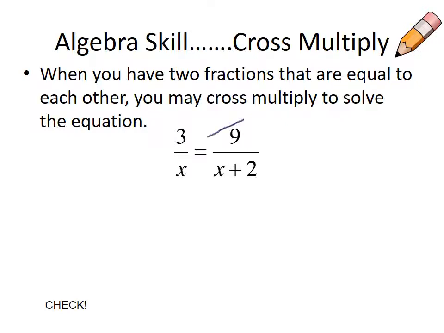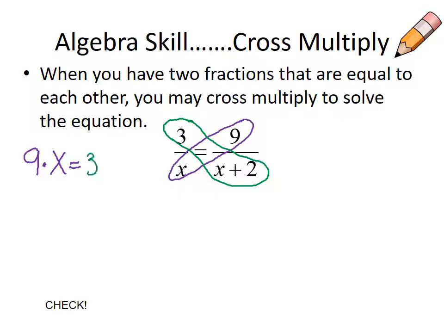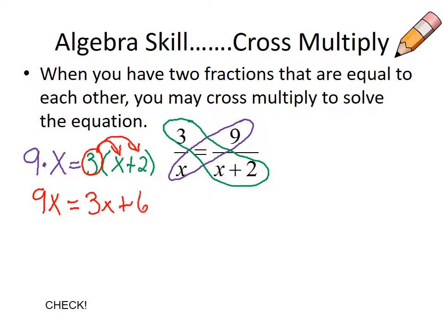So I'm going to take 9 times x equals 3 times x plus 2. So I'm going to go ahead and do this, and I'm going to get 9x equals, distribute my 3, 3x plus 6. Now I'm just going to go ahead and solve for x.